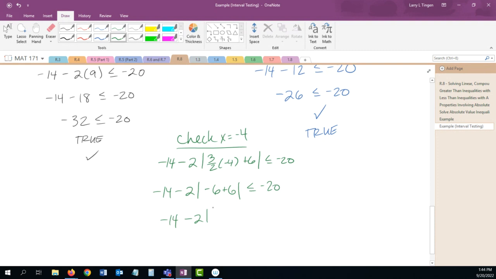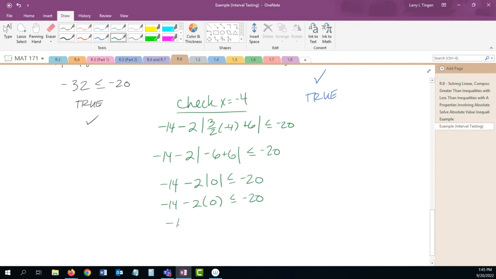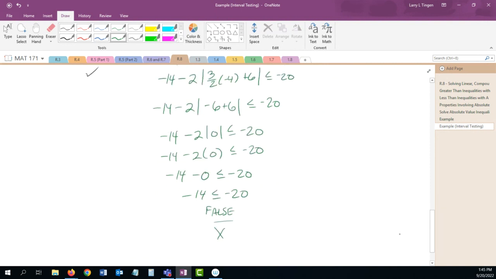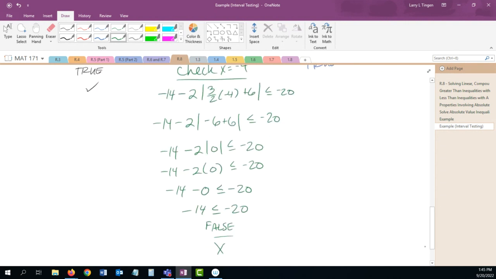Negative 6 plus 6 is 0. How far away is 0 from 0? It's 0 units. Notice that I took the absolute value of 0 and got 0, and then I do math with it. 2 minus 0 is 0. Negative 14 is less than or equal to negative 20. That is false. So that means that exactly what we thought happened.